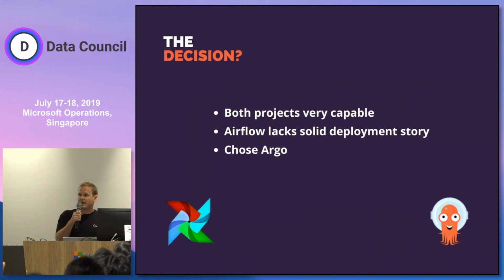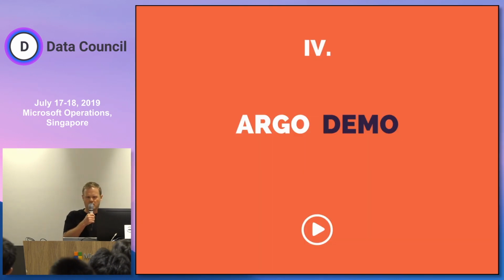We found that the DAGs were more declarative. We also like how the tasks are defined as containers. So if we do need to move to another tool in future, as long as the tool can run containers, it should be a relatively straightforward migration path. I'm now going to show a brief demo of Argo in action. I wasn't brave enough to do a live demo, so we've got it recorded.